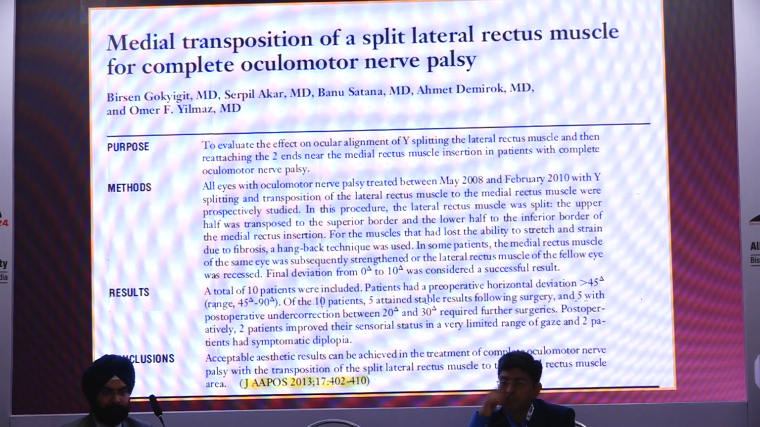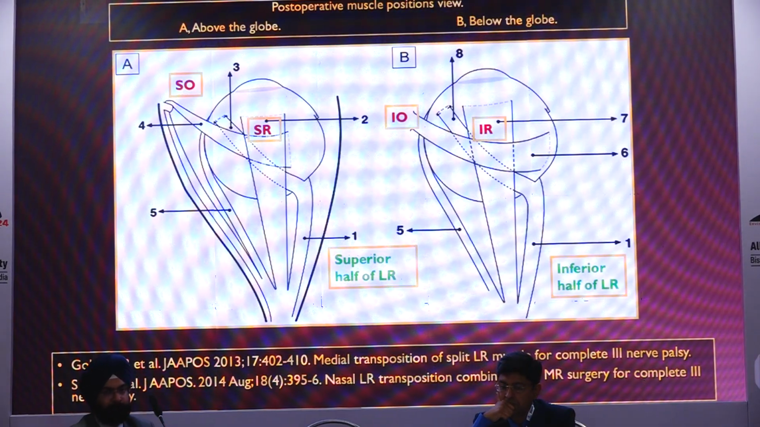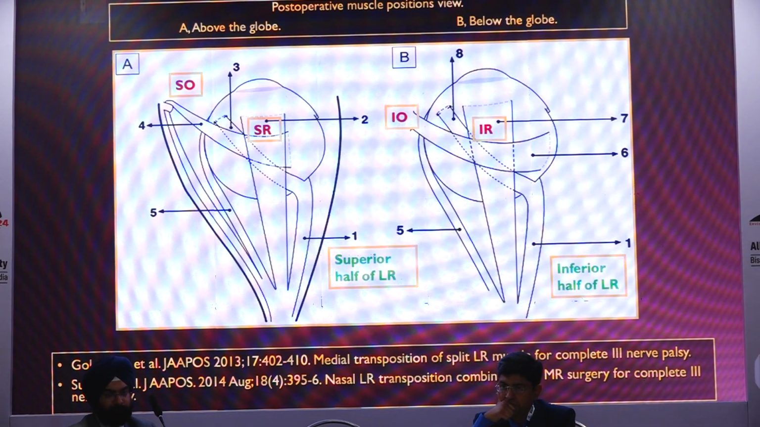So we can also perform the medial transposition of split lateral rectus muscle. In this case, a Y split is performed on the lateral rectus, and the two slips are transposed to the insertion of the medial rectus.